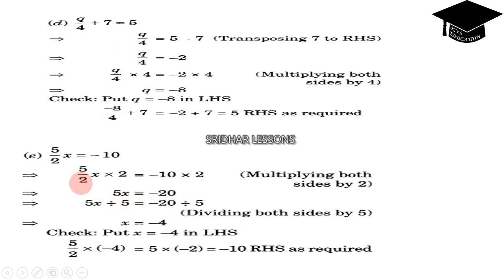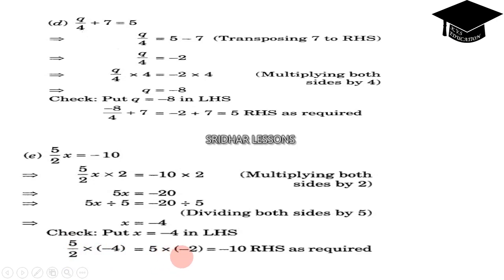That means 2 and 2 cancel here. 5x is equal to minus 20. So 5x divided by, here we have multiplication, so we have to divide both sides by 5. 5x divided by 5 is equal to minus 20 by 5. That means x is equal to, 5 cancels in 20 4 times, x is equal to minus 4. So to check the value, we can put x equal to minus 4 in the given equation, in the left side. So that means 5 by 2 into minus 4, 2 cancels minus 4 two times.